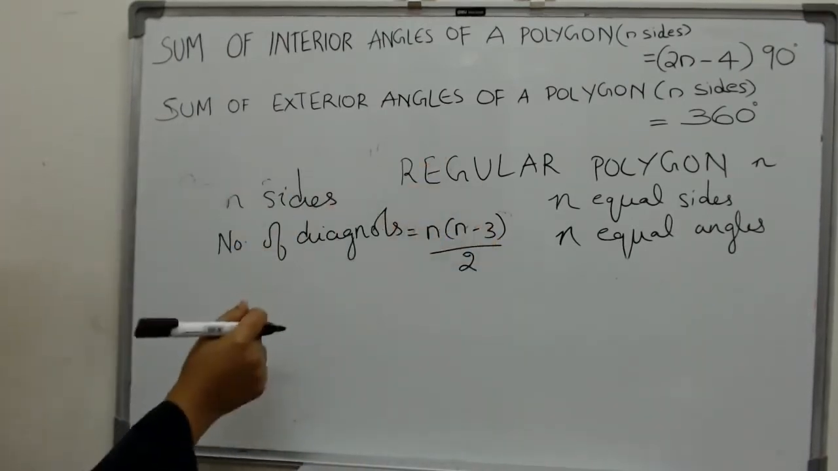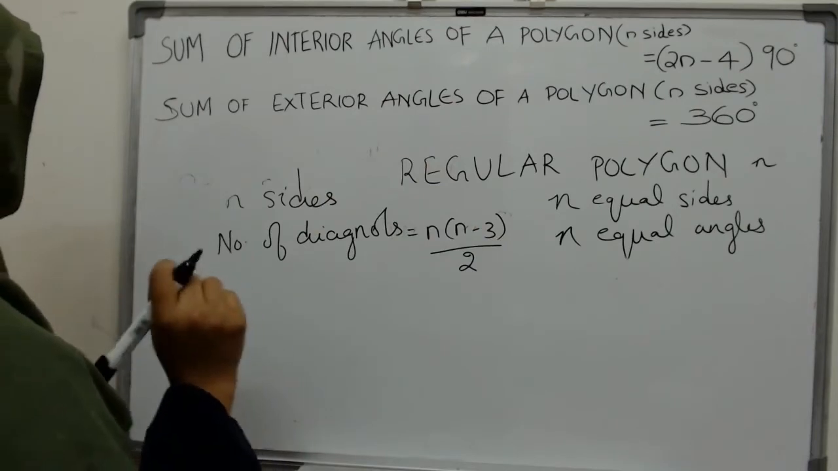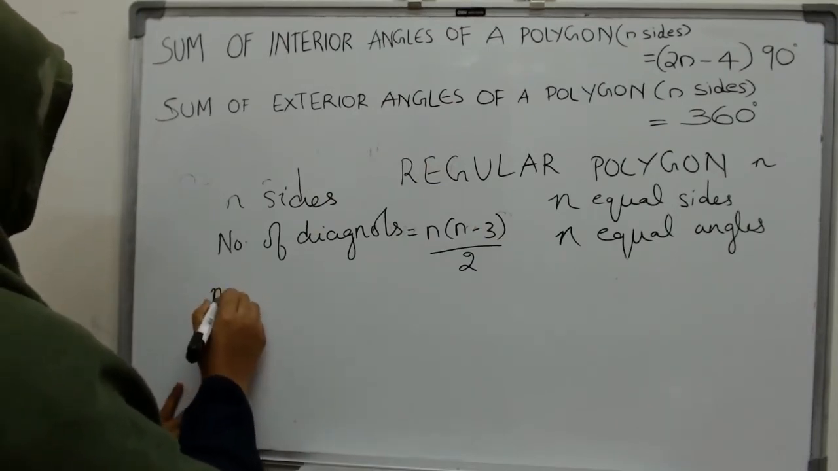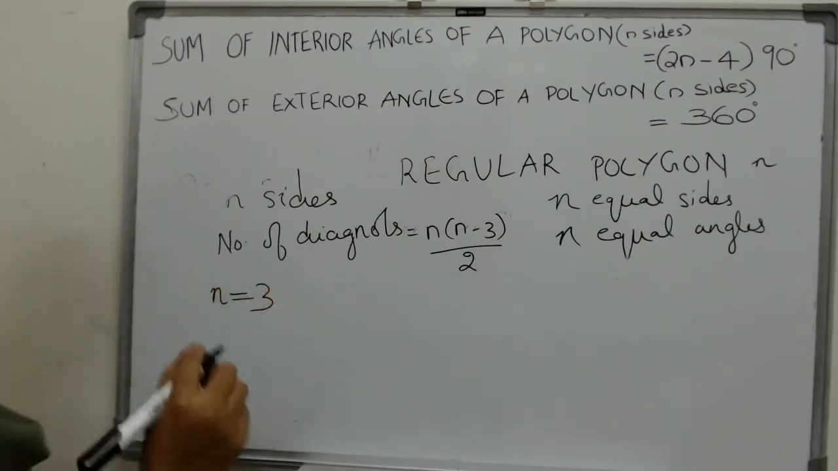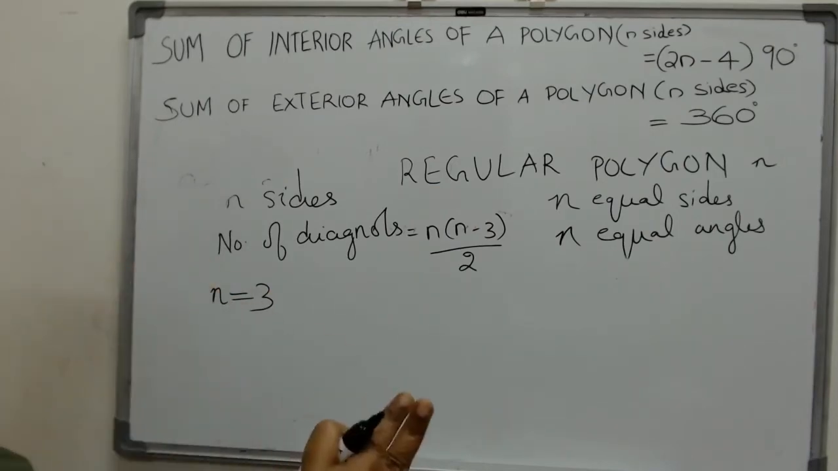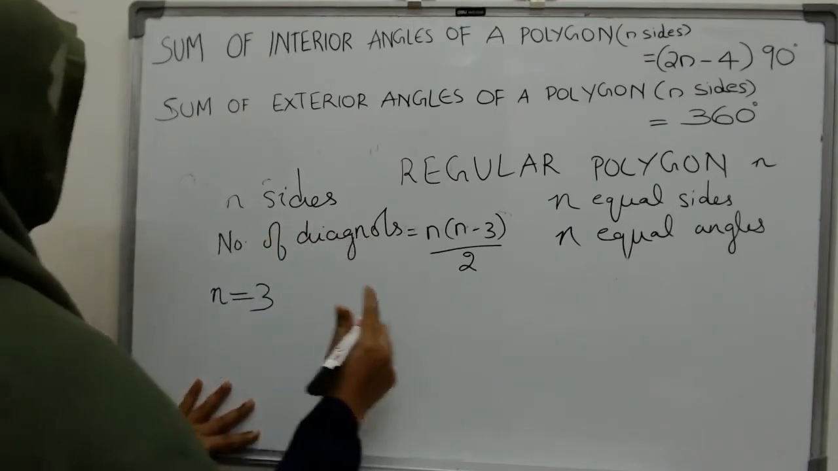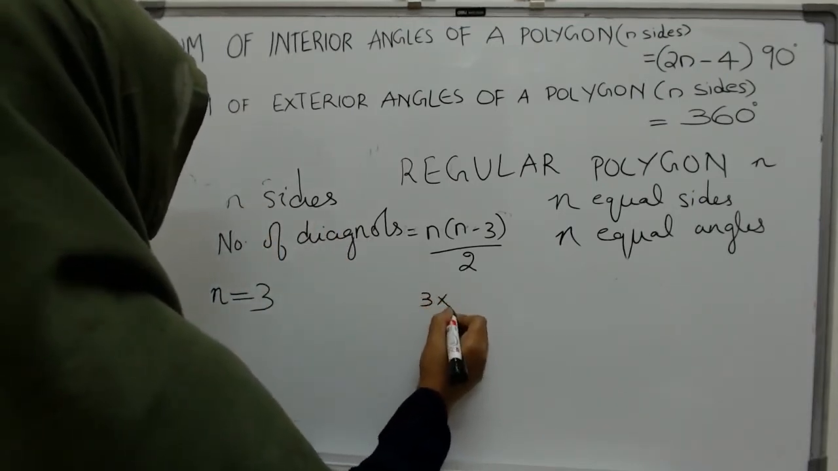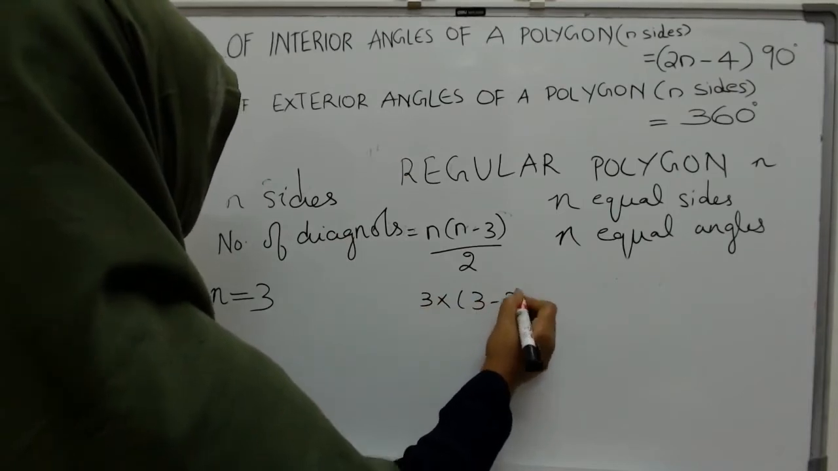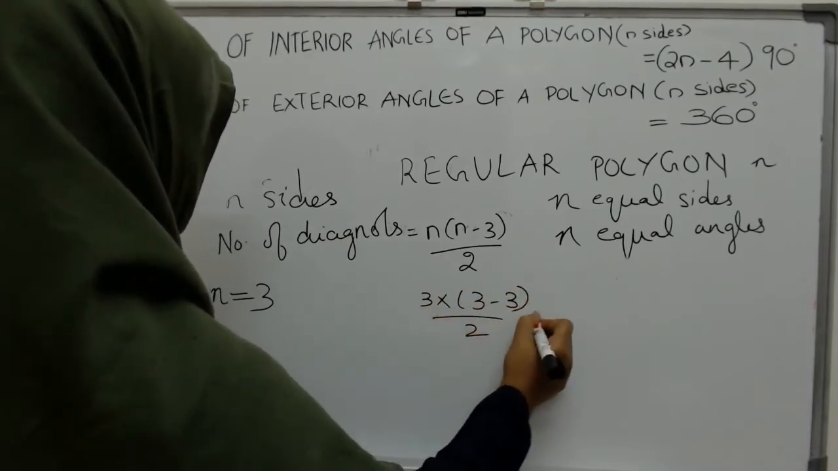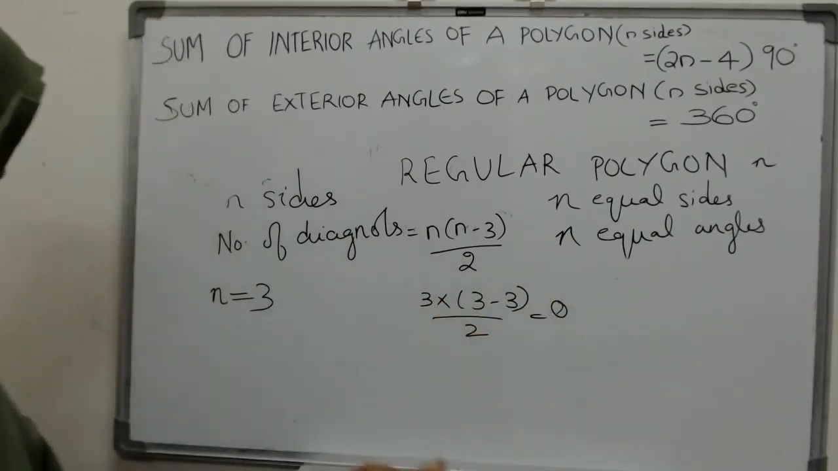Now looking at this, can you tell me what will be the number of diagonals when n is equal to 3? Now what do we call a polygon which has 3 sides? It is called a triangle, right? So according to this, the number of diagonals a triangle has is 3 into (3 minus 3) divided by 2, which is 0. Now does that make sense?